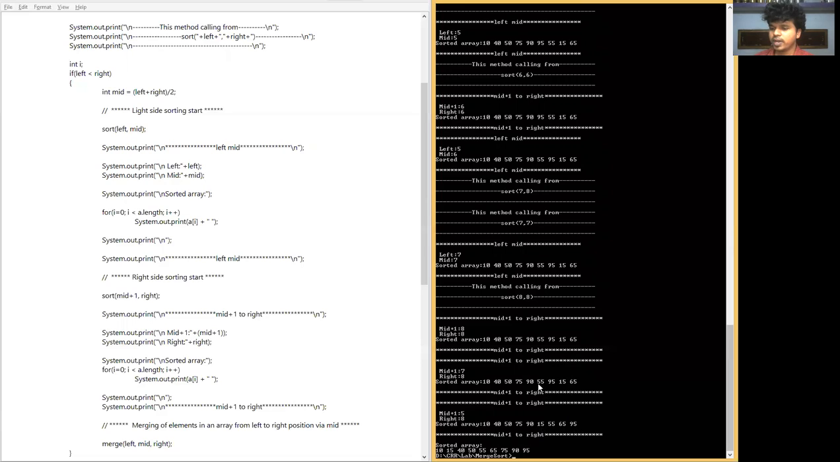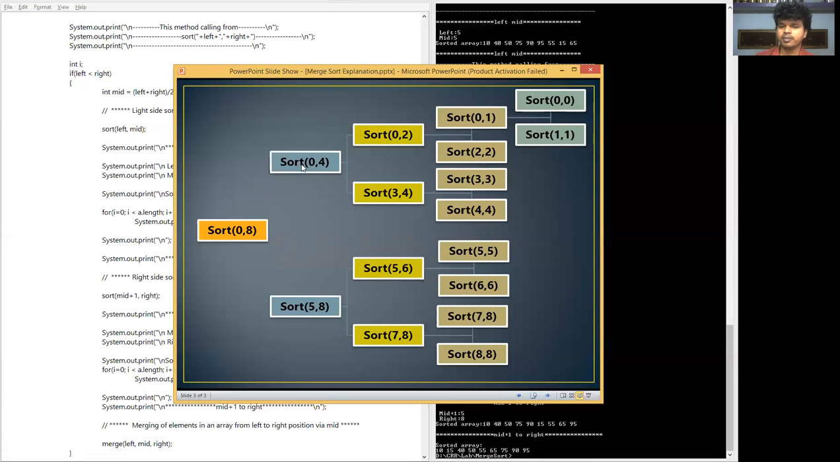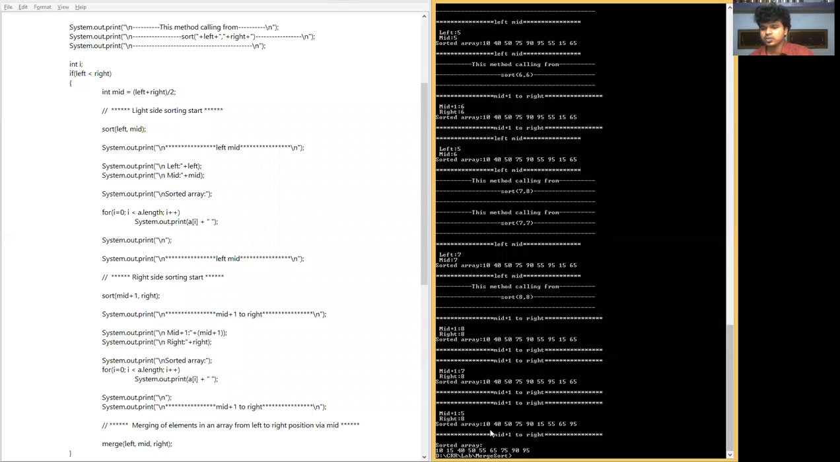See, these two arrays are going to be merged in the form of ascending order. So here you see the elements on the left hand side are sorted, and the right hand side elements are also sorted. Now these two came from where? Sort 0, 8. So we are going to combine these two arrays: 10, 40, 55, 75, 90. This is one array, and 15, 55, 65, 95 is the other array. These two arrays are going to be merged so that they are in sorted, ascending order.